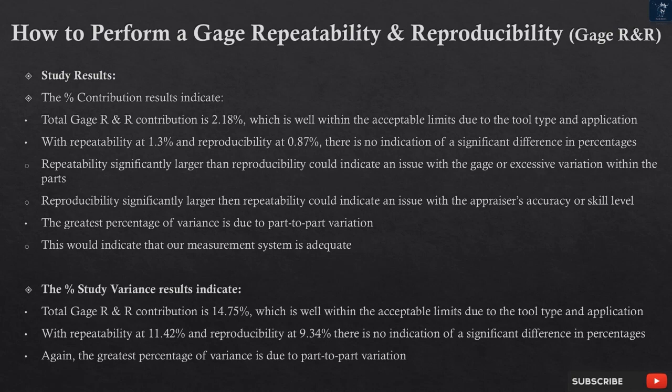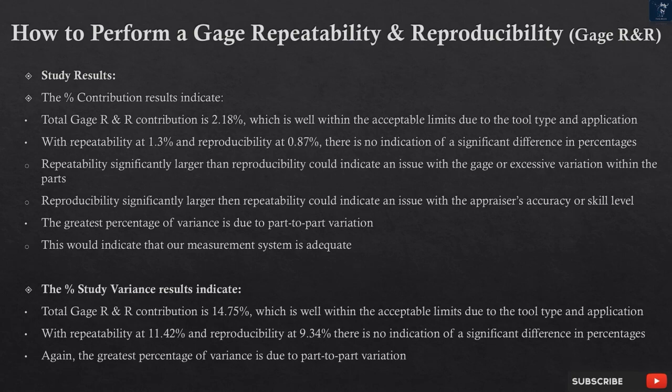Repeatability significantly larger than reproducibility could indicate an issue with the gauge or excessive variation within the parts. Reproducibility significantly larger than repeatability could indicate an issue with the appraiser's accuracy or skill level. The greatest percentage of variance is due to part-to-part variation. This would indicate that our measurement system is adequate.